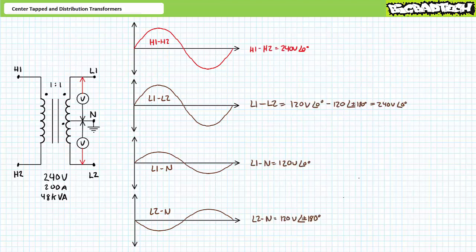If we were to express these voltages as phasor equivalents, H1 to H2 would be 240 volts at an angle of 0 degrees, L1 to neutral would be 120 volts at an angle of 0 degrees, and L2 to neutral would be 120 volts at either positive or negative 180 degrees. L1 to L2 would be 120 at an angle of 0 degrees, minus 120 at an angle of 180 degrees, or 240 volts at an angle of 0 degrees.